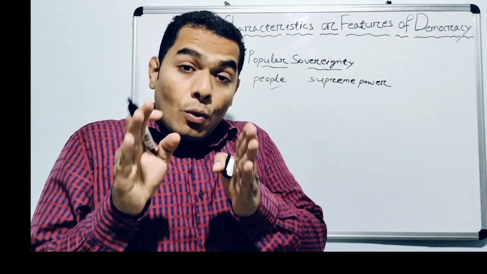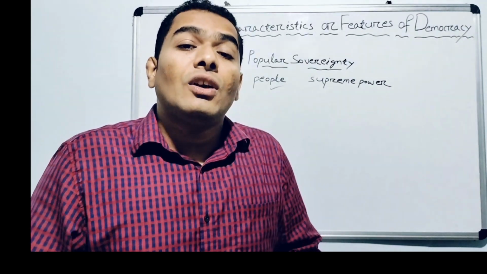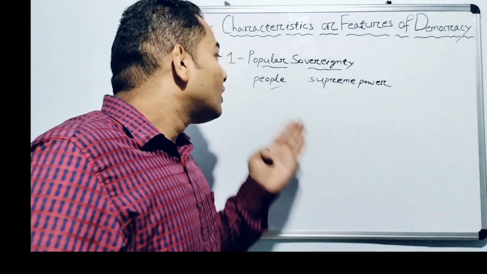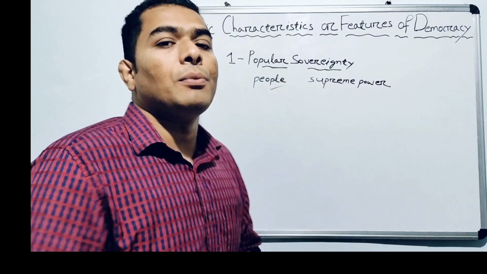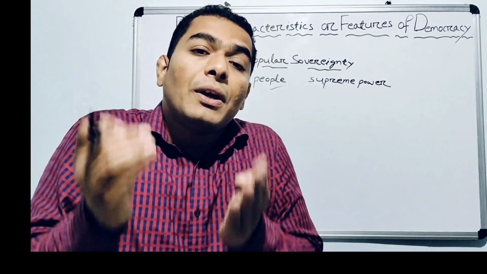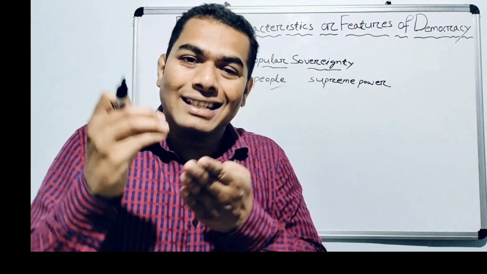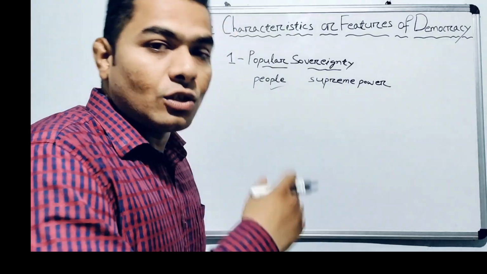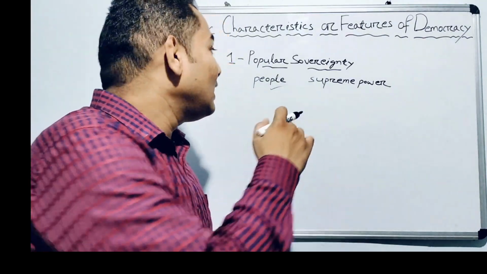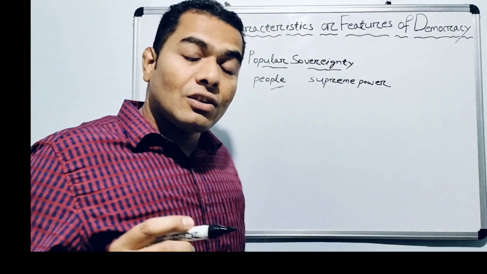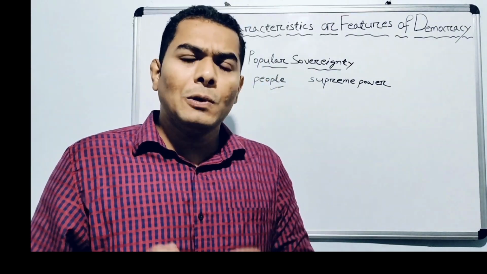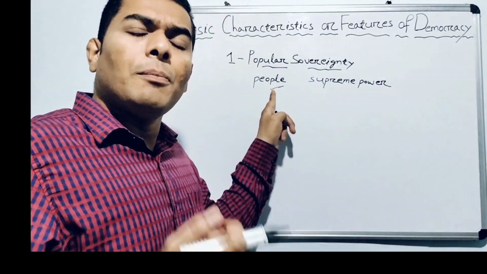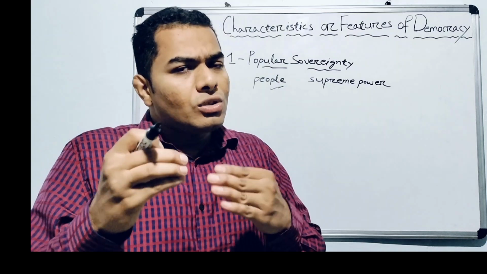Suppose the government does not perform its duty, or does not fulfill the needs, demands and desires of the people, and becomes corrupt and does not act according to the rules and regulations, or does not obey the constitution, or misuses the power, then what happens? Then in the next election, people will change the government. People will create another government, because the option is with the people. Whatever they like, they will choose that type of government.